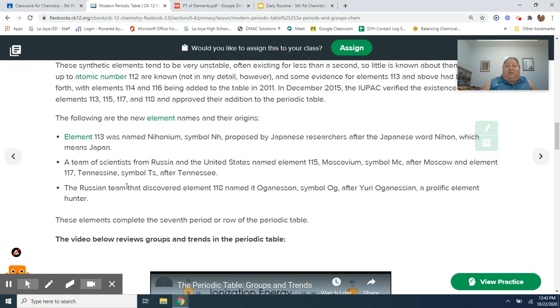Now, this is the one that always gives me problems. It was discovered by a Russian team. It's element 118, and its name, I cannot pronounce it. This is already the fourth time that I've tried to pronounce it and I can't. Oganesson. I don't know. Symbol OG, named after a famous scientist, Yuri Oganessian, an element hunter.